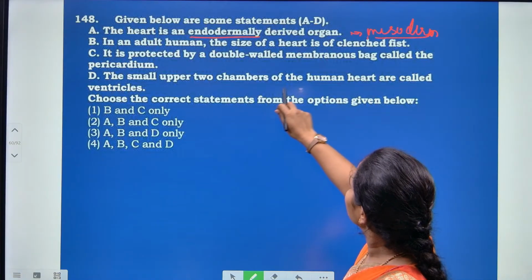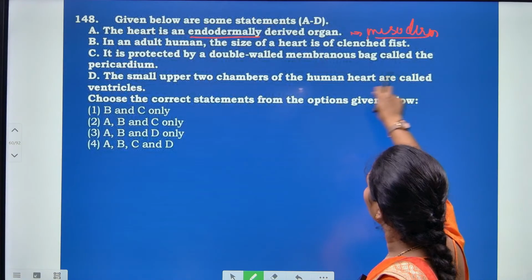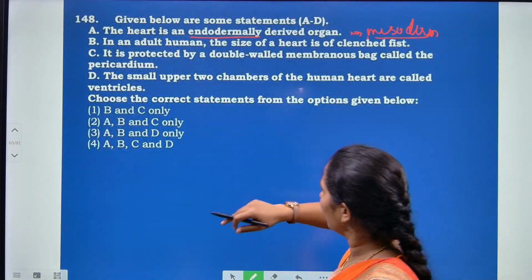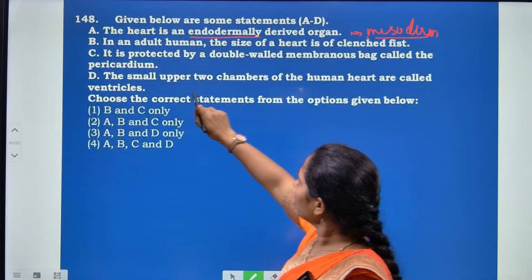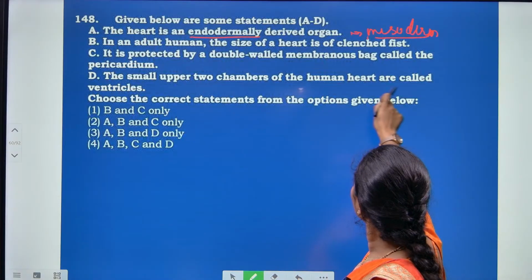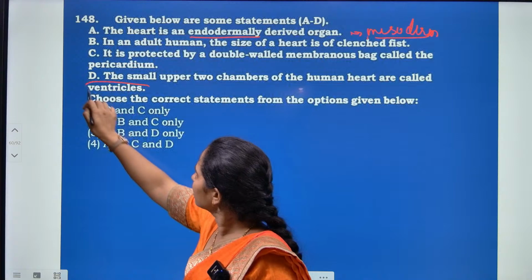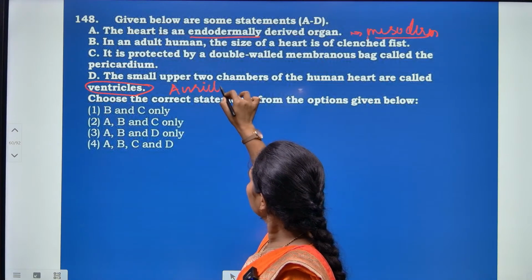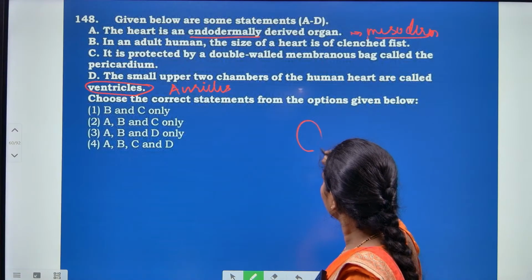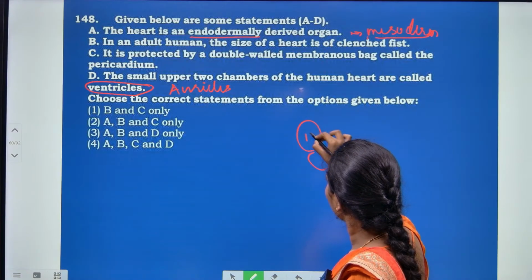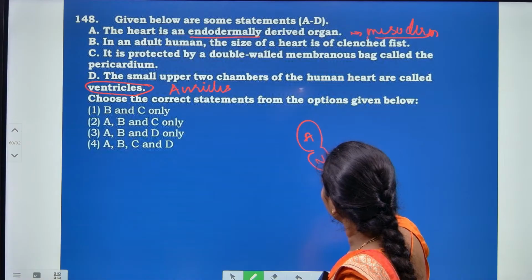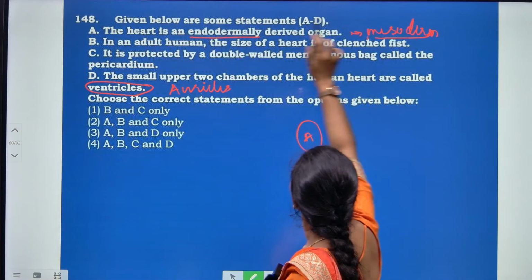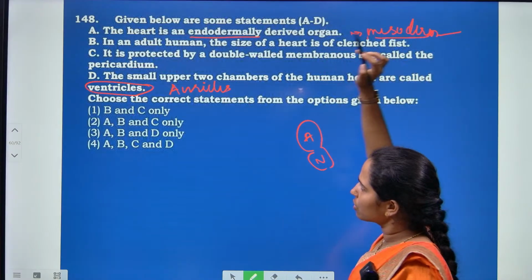It is protected by a double walled membrane, a bag called the pericardium, because the pericardium is the outermost layer of the heart. The small upper two chambers of the human heart are called ventricles? It is not the ventricles, but they are the auricles. So the upper two small chambers are called auricles, and the lower are called the ventricles. And here it is not endodermal in origin, but mesodermal in origin.